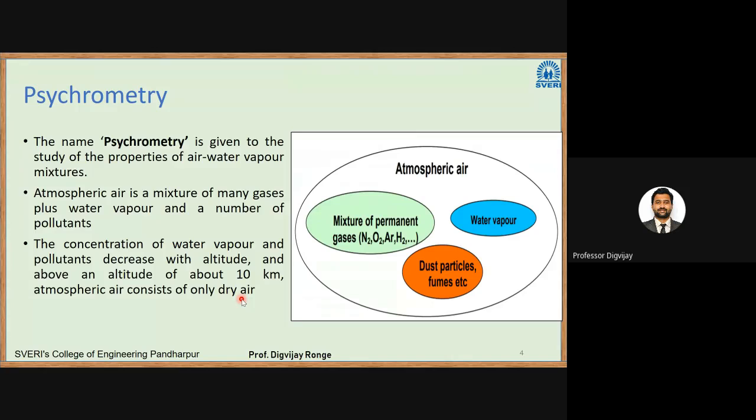Okay. So you can write shortly what psychrometry is. You can write the definition that the name psychrometry is given to the study of properties of air-water vapor mixture. And you can also draw this diagram. This diagram will give you a slight idea about the atmospheric air.